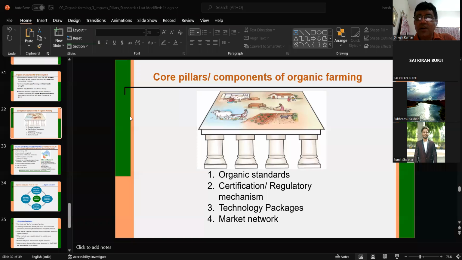So organic standard, certification, technology package, and marketing network. These are the 4 components of organic farming, or 4 core pillars of organic farming. Whether you are a student, a teacher, or a farmer, whatsoever you are, if you have interest in organic farming, you must know all these 4: organic standard, certification, technology package, and marketing network. This is the syllabus of organic farming, I can say. Everything in organic farming for a farmer, for a student, for a scientist, for a politician lies in all these 4.